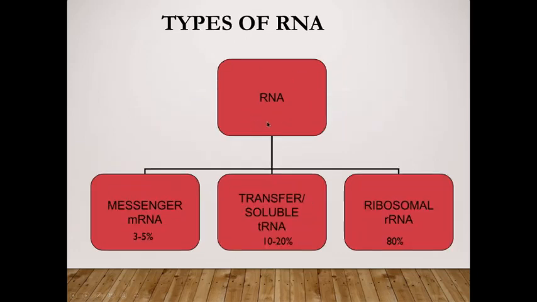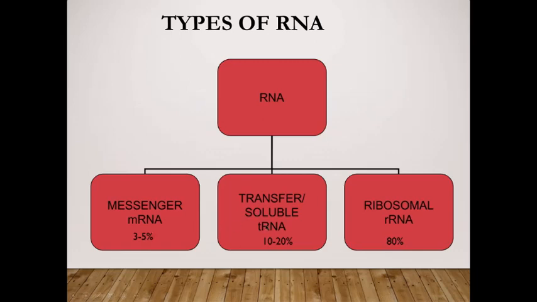Let us see the types of RNA. There are three different types of RNA. First one is messenger RNA, that is mRNA. It makes up 3 to 5% of the total RNA, and its main function is transcription during protein synthesis.